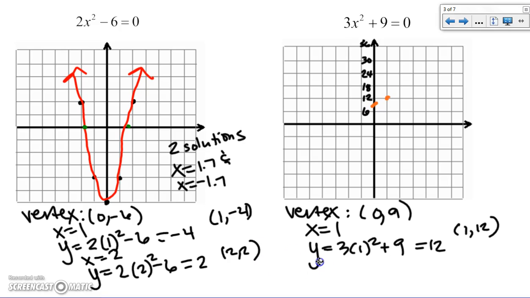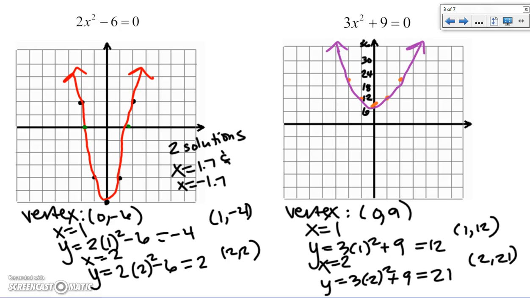Okay, I will also plug in when x is 2. So 2 squared is 4, times 3 is 12, plus 9 is 21. So my next point is (2, 21). So that's in between 18 and 24, so I will put that in here. I will go ahead and mirror that on the other side. So negative 1's point would also be 12, and then negative 2's. So I will connect that to make my parabola.